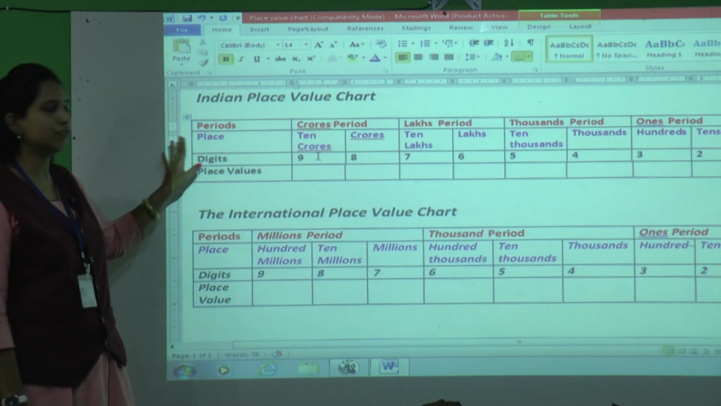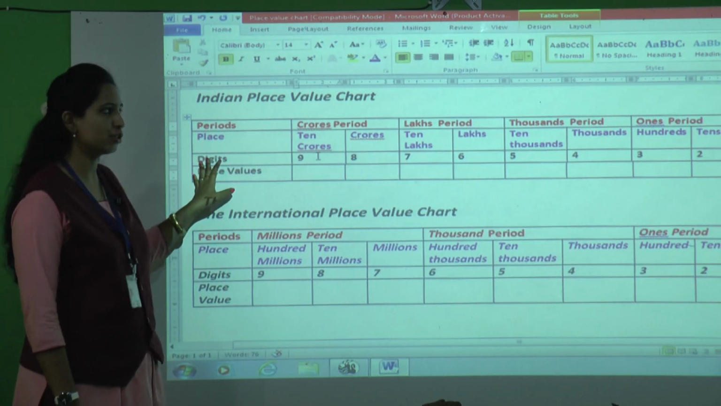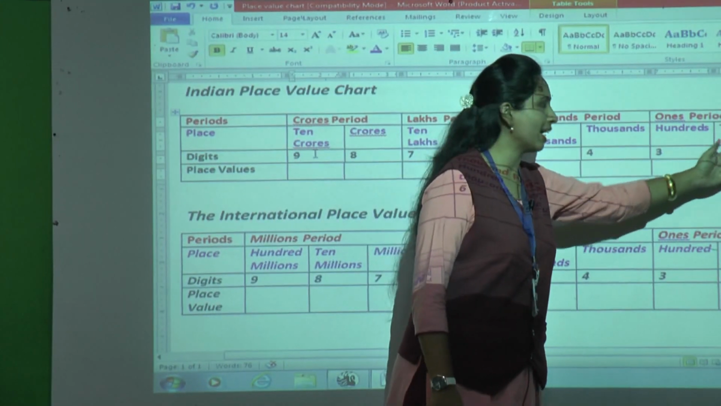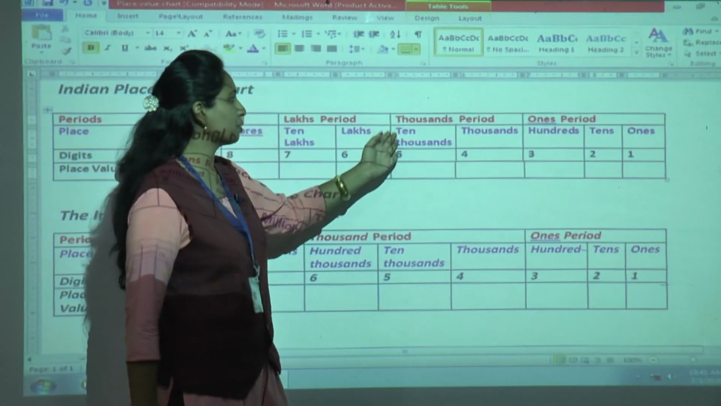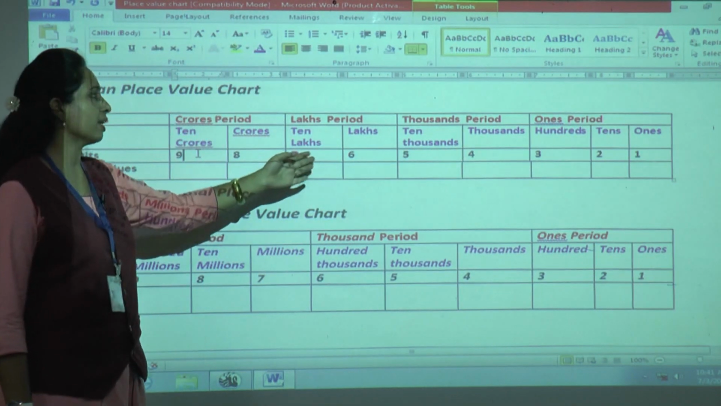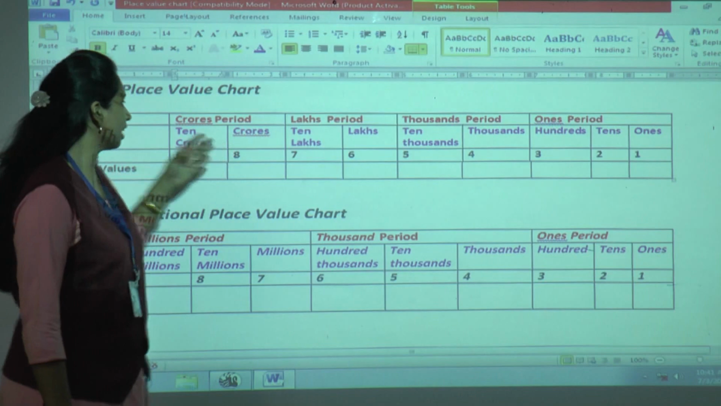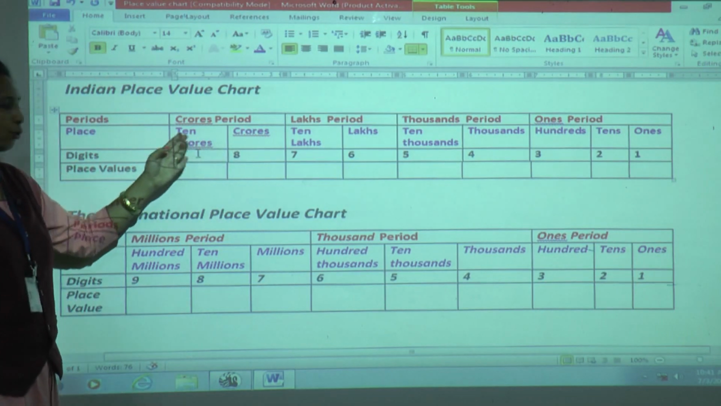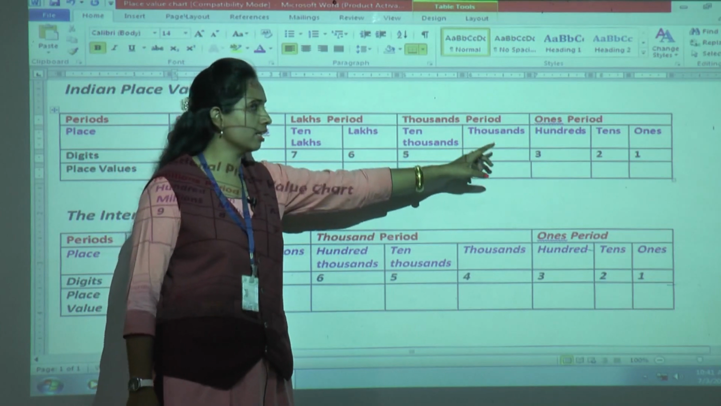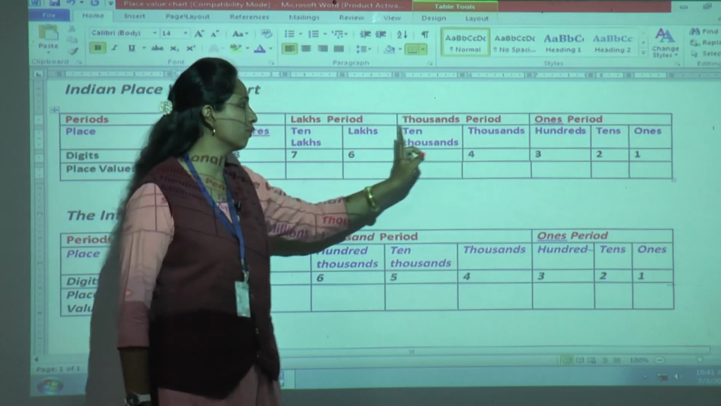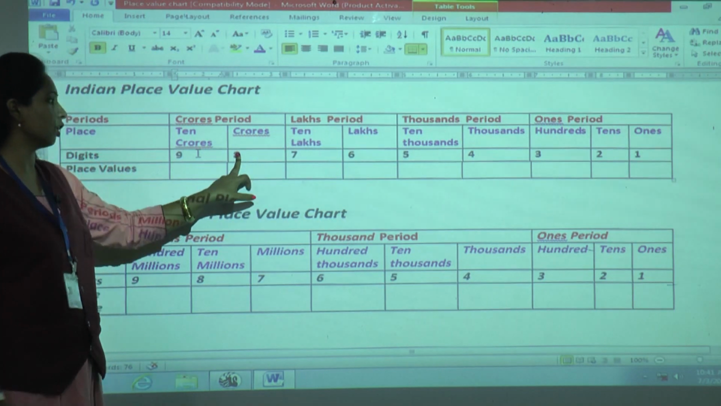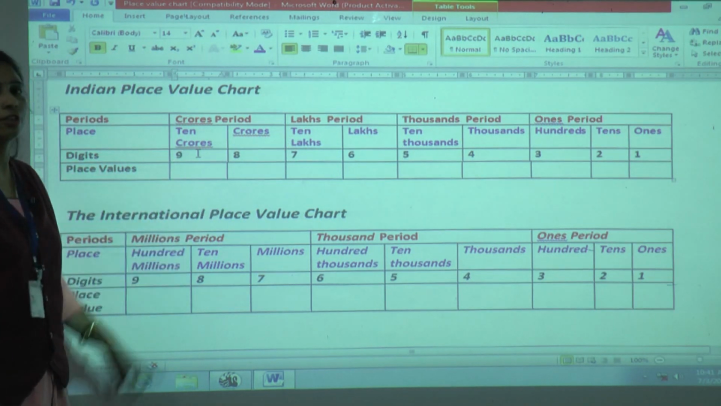As you all know, we have learned the Indian place value chart. In the ones period we use ones, tens, 100; in the thousand period we use 1000, 10,000; in the lakhs period, lakh, 10 lakhs; and in the crore period, crore and 10 crore. Ones has 1 digit, tens 2 digits, 100 3 digits, 1000 4, 10,000 5, lakh 6, 10 lakh 7, crore 8 and 10 crore 9.